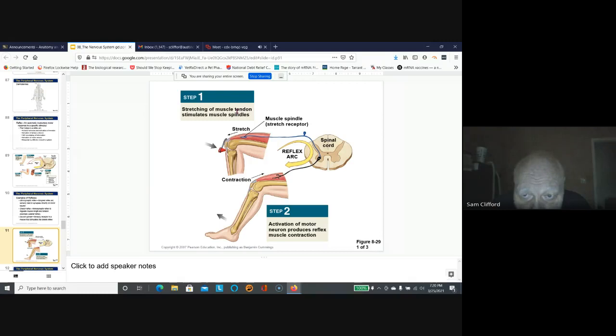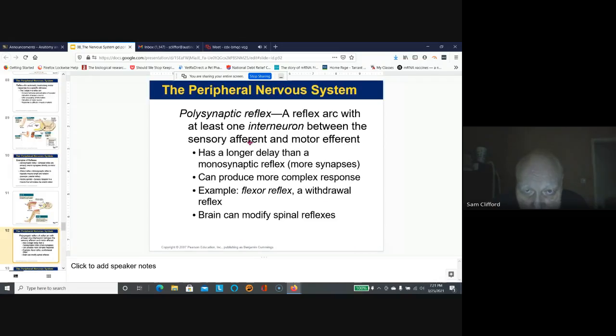So here's a simple reflex, the patellar reflex. You stretch this tendon here and you get a response. So this is a monosynaptic reflex. You also stretch the muscle. Polysynaptic reflex involves more than just a sensory neuron and a motor neuron.